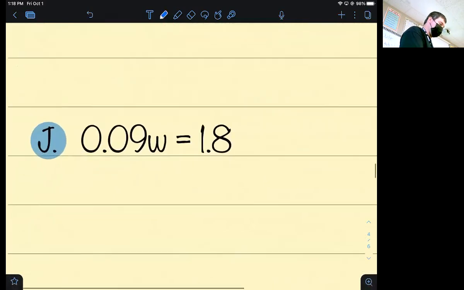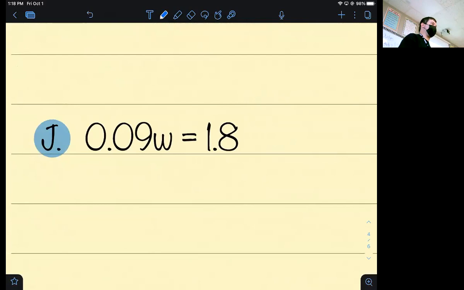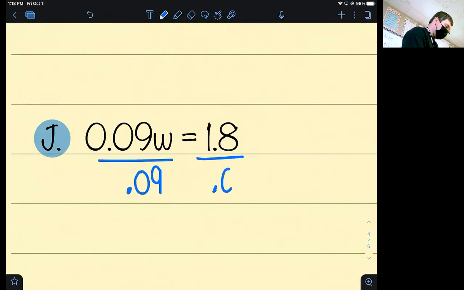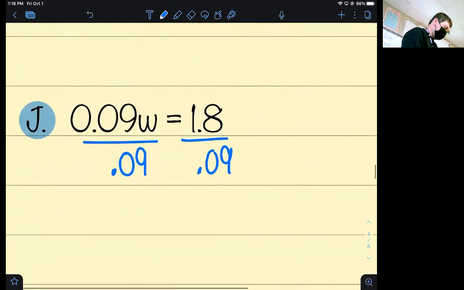All right, example J, just throwing all kinds of examples out here, some that are easy and some that are decimals and some that are fractions. 0.09W equals 1.8. Martin, what do I need to do to both sides to get W by itself? Divide by 0.09. Perfect. I would use my calculator for that. Martin, what do you get for 1.8 divided by 0.09?